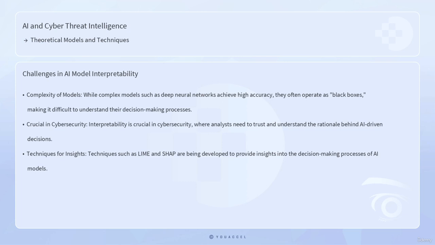Another challenge is the interpretability of AI models. While complex models, such as deep neural networks, achieve high accuracy, they often operate as black boxes, making it difficult to understand their decision-making processes. Interpretability is crucial in cybersecurity, where analysts need to trust and understand the rationale behind AI-driven decisions. Techniques such as LIME and SHAP are being developed to provide insights into the decision-making processes of AI models.